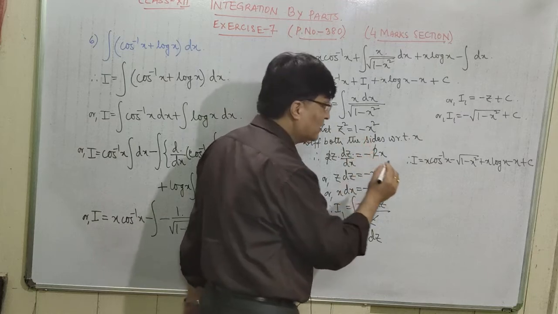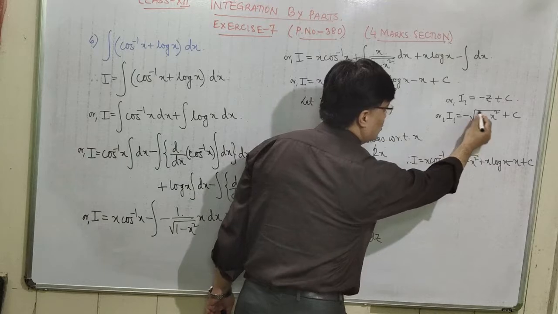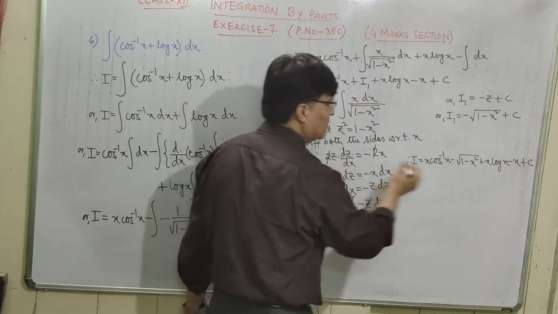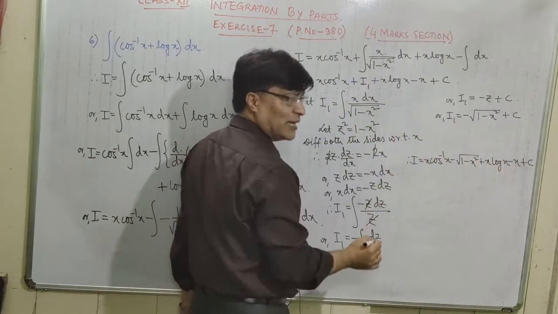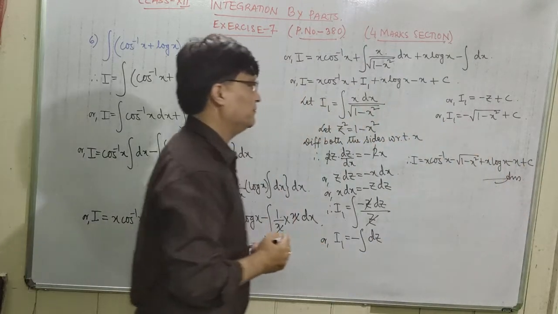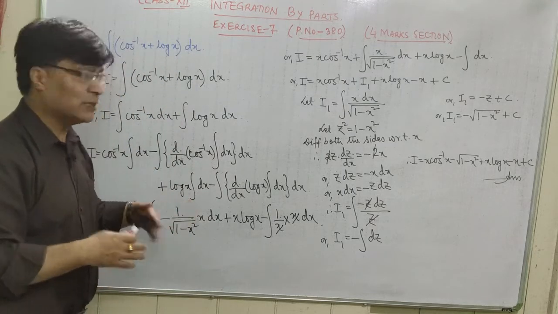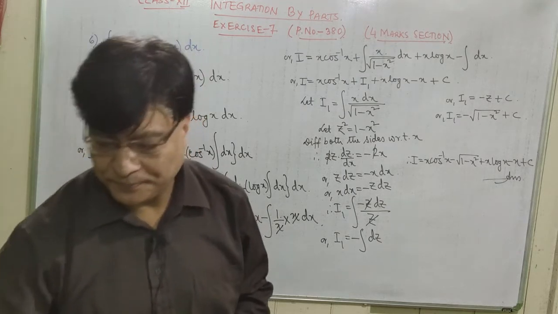So you have to add only one constant of integration. So what is the final answer? That is I is equal to x cos inverse x minus root over 1 minus x square, that is the value for I1, plus x log x, then minus x plus c. So this is the final answer. So I think you have understood it. So you can copy it. Now we'll do the next question.